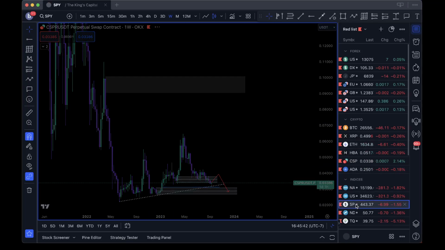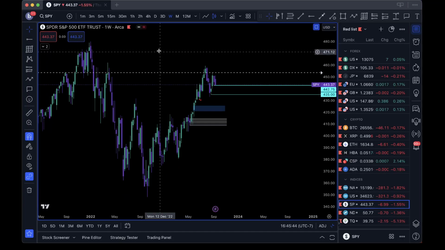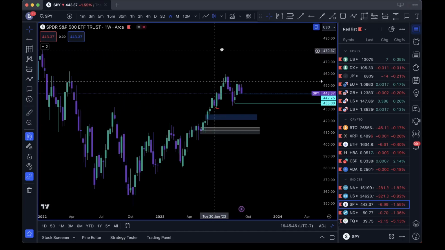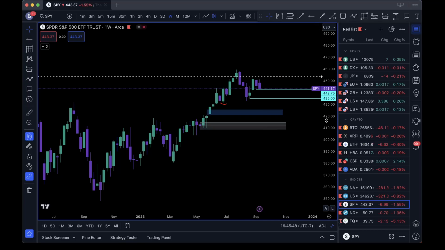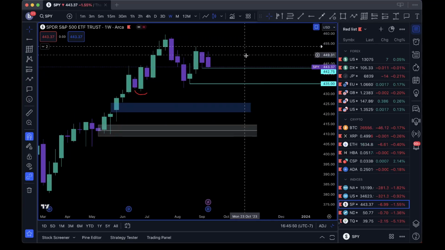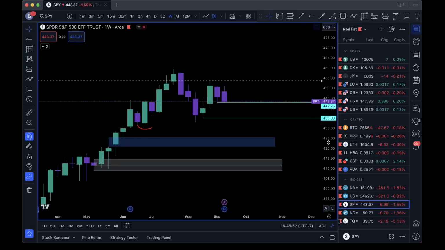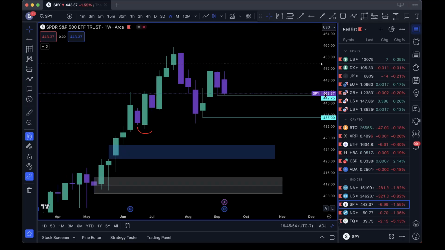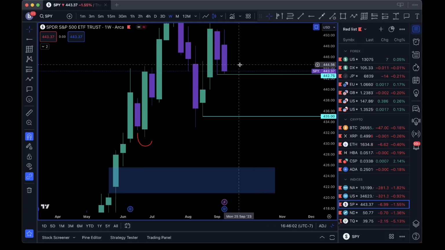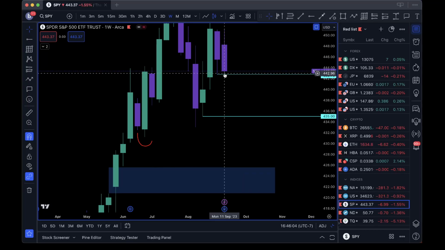Let's look at SPY real quick. Now, I played SPY to the downside this week for some money, just a little bit of money, nothing crazy. SPY in the weekly closed below this candle, absolutely bearish. We were targeting the 442.75, which we almost got on Friday.